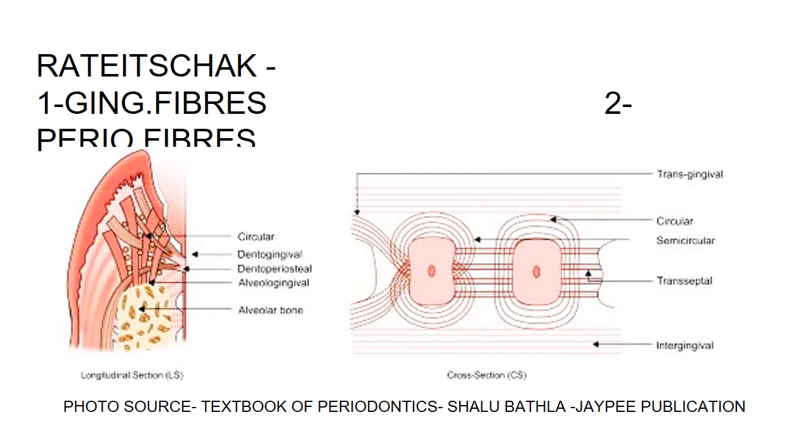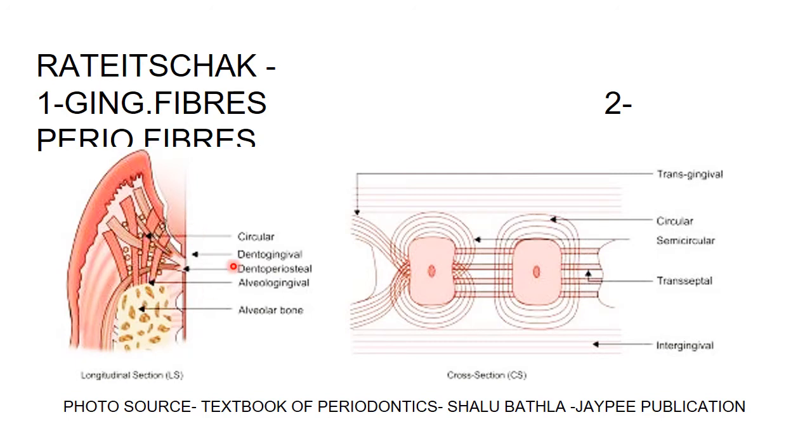Rathicek conducted various studies and histologically divided gingival fibers and periodontal fibers. According to him, there are 10 different kinds of gingival fibers. From the diagram, you can clearly see the fibers running from the dental cementum all the way to the gingiva are dentogingival fibers. Similarly, those running from the dental cementum to the periosteum of the alveolar bone are dentoperiosteal fibers, and so on.